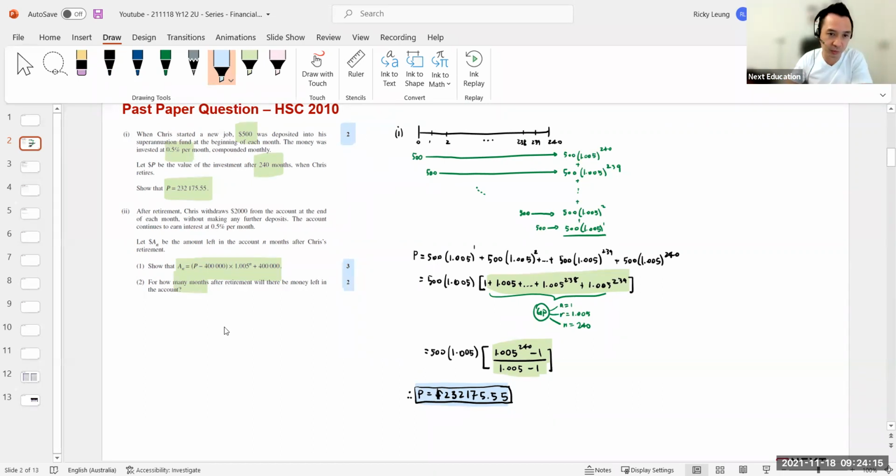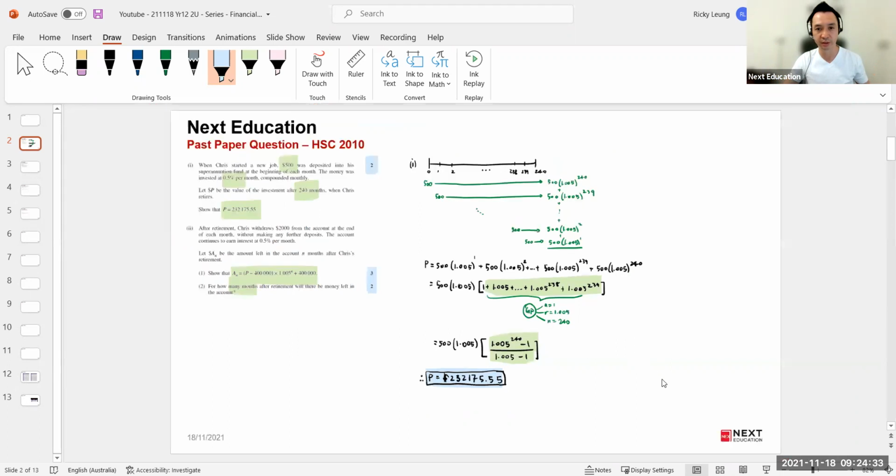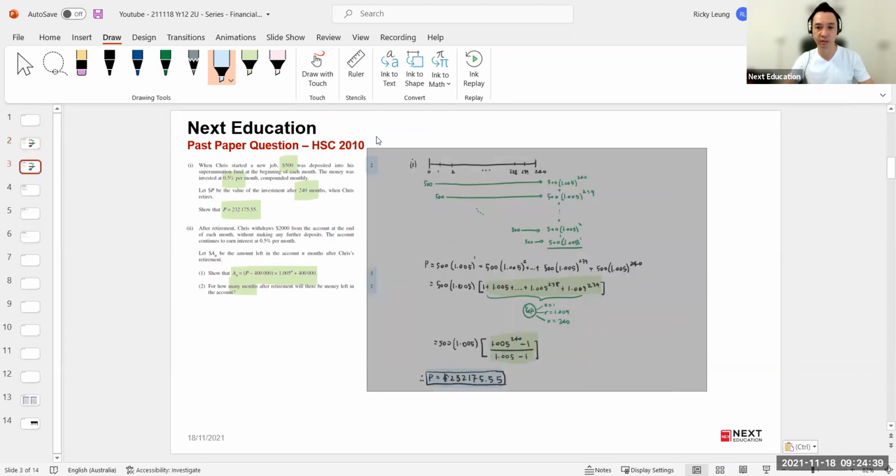So part 2, what do we have? At retirement, he withdraws $2,000 at the end of each month. So it's basically a loan. If the loan analogy works, that's the amount that they borrowed, the monthly repayment is $2,000, and the interest rate is 0.5%. So let's carry this forward. I'm not going to try to squash it. I'm just going to copy this and delete this.